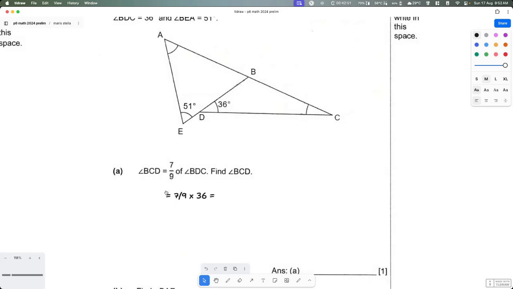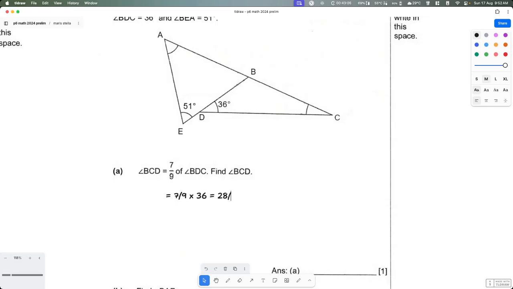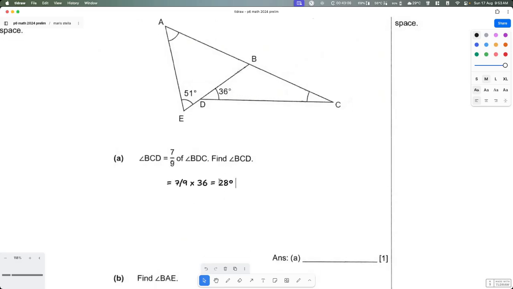And what would this become? So 7/9 multiplied by 36, right? Not 7.9, 7/9 of 36. This will give us 28 degrees, right? There you go. So the answer is 28. Then next one is part B.